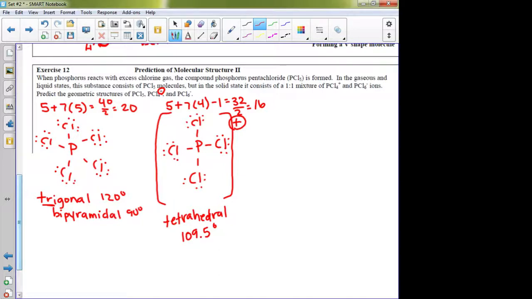All right. Now we've got PCl6 negative. How many valence electrons does phosphorus have? 5. Chlorine has 7 times 6. And that negative means I have to do what? Add an electron. So 5 plus 42 is 47. Plus 1 is 48. Divided by 2 is 24. So I put phosphorus in the middle. Chlorine, chlorine, chlorine. 4, 5, 6.